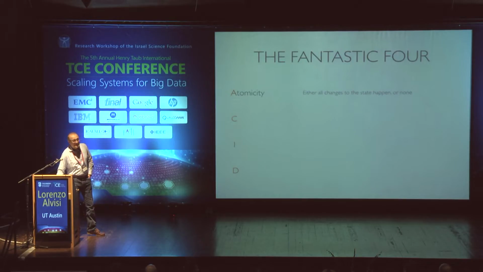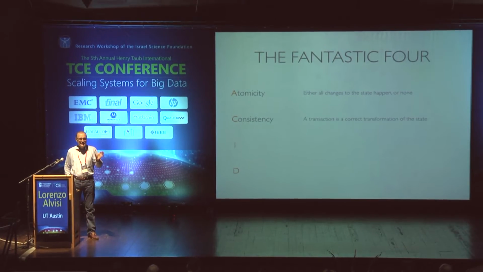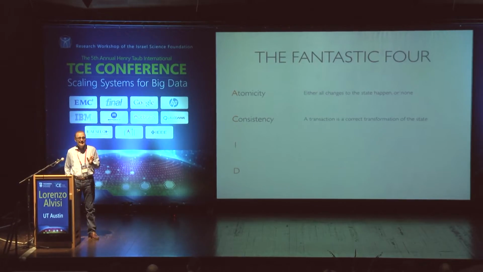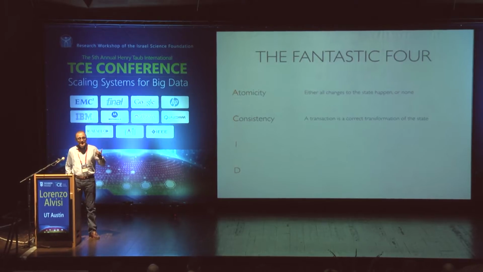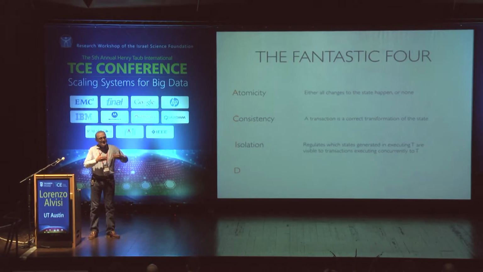Atomicity, that says that either all changes happen or no change happens. Consistency, that says that if you start from a state that is a correct state, namely a state that satisfies whatever invariants are important for your state, then the transaction is guaranteed to transition the state to another correct state. Isolation regulates which of the intermediate states that are generated as the transaction executes is actually going to become visible to other transactions that are executing concurrently.